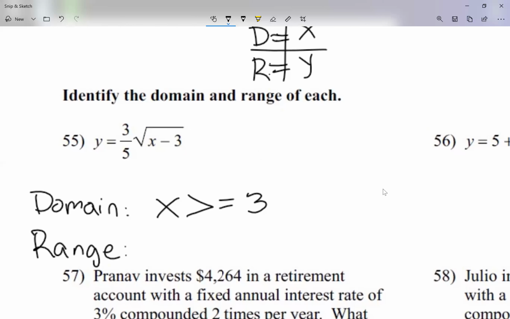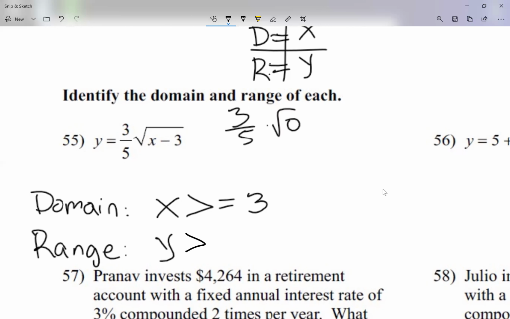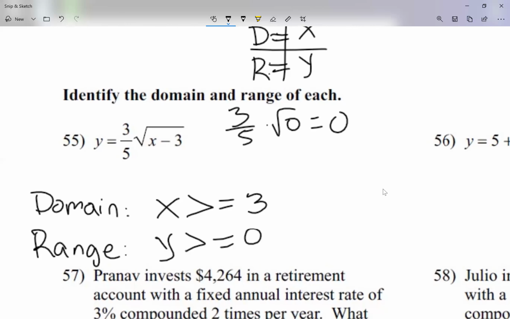Now, the smallest value of X will give me 3/5 times the square root of 0. Now, the square root of 0, I know, is 0. 3/5 times 0 is 0. So my smallest value of Y will be 0. And then anything higher than that, so I'm going to say range is going to be Y is greater than or equal to 0. Remember, the smallest value of X will give me 0. So range is 0 or more.